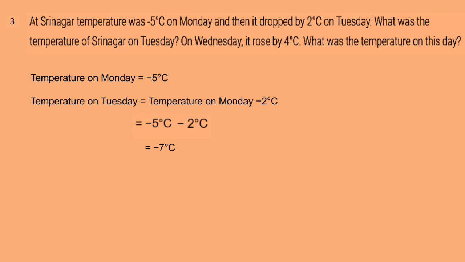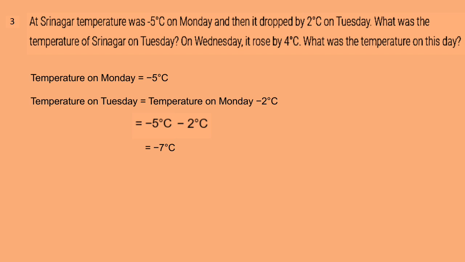Okay, on Monday the temperature was minus 5 degrees Celsius. On Tuesday minus 7 degrees Celsius. Now I have to find the temperature on Wednesday. For that they have given one clue. The temperature rose by 4 degrees Celsius. So from Tuesday, from the temperature minus 7 degrees Celsius, it rose. Rose means what? You have to add 4 degrees Celsius.